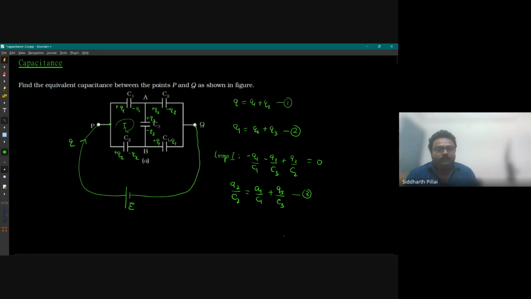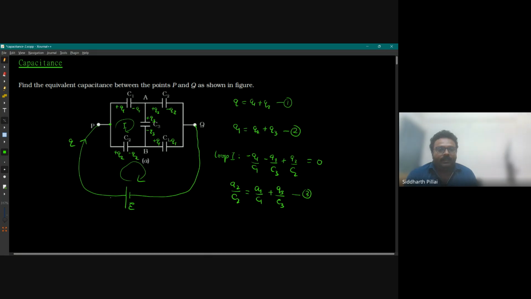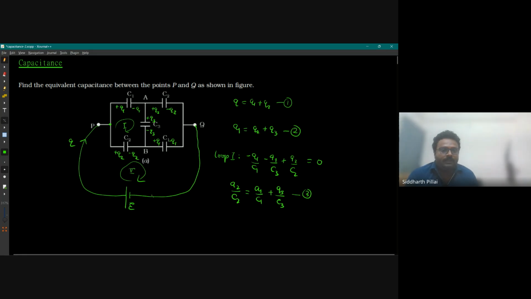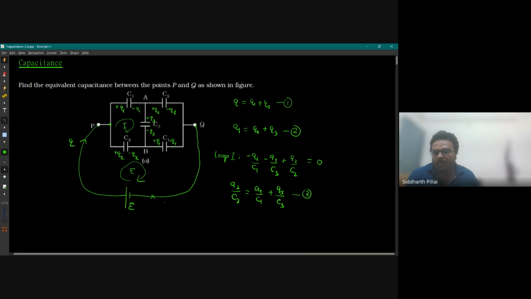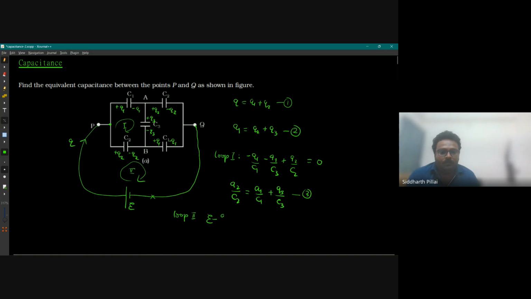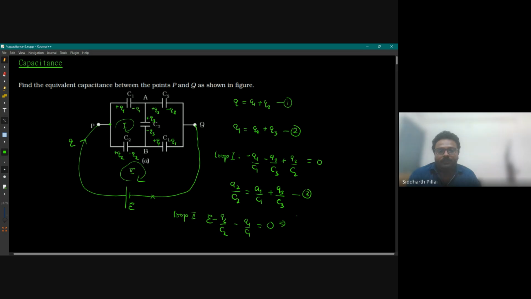And the last equation you can write for this outer loop here, right? Let's say I start from this point, I have a cell, then I have C2, C1, and then back to that same point. So for the second loop, I'll write it here itself, loop 2, I'll get E minus Q2 by C2 minus Q1 by C1 equals to 0. Or that just gives me E is equal to Q1 by C1 plus Q2 by C2. That gives me equation number 4.